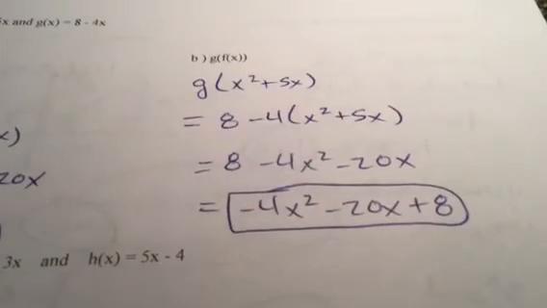Number 7, g of x squared plus 5x. Plug it in.